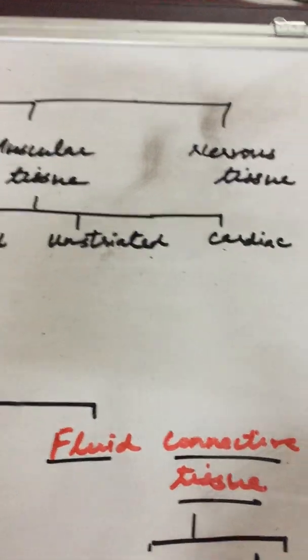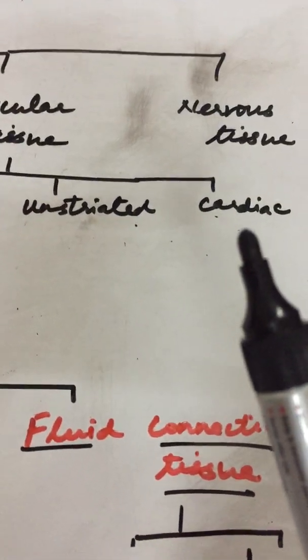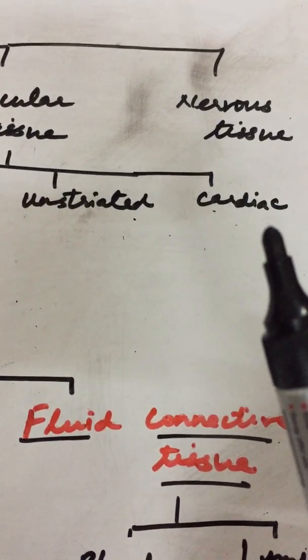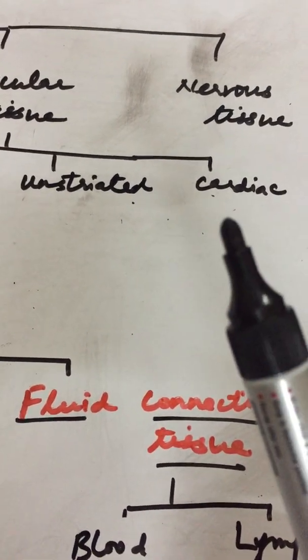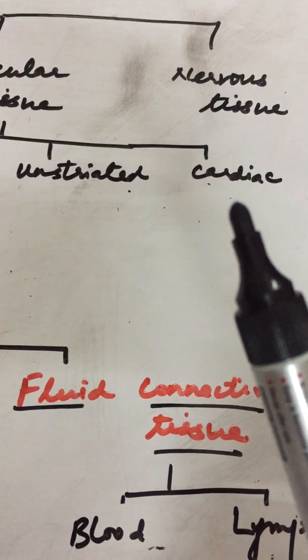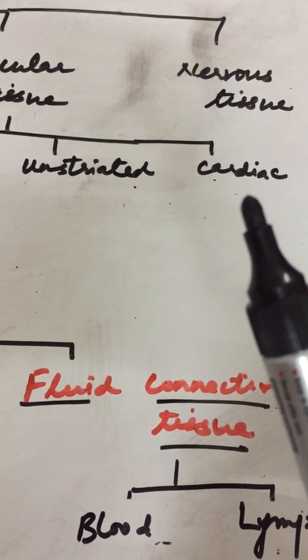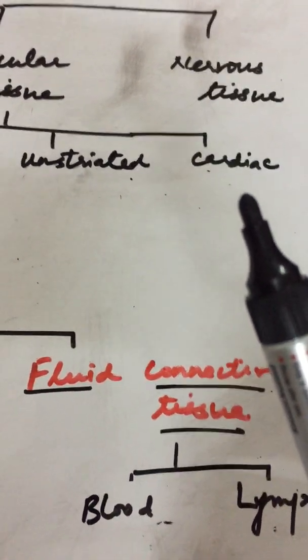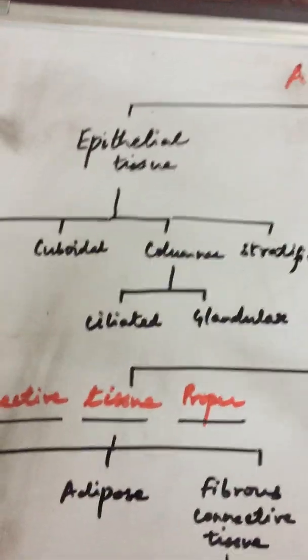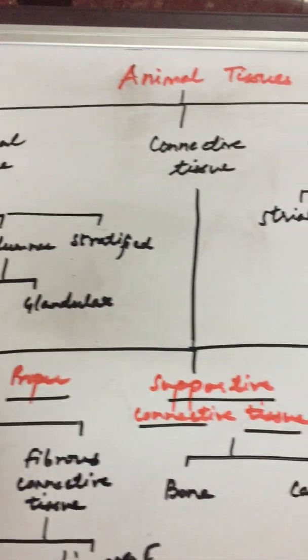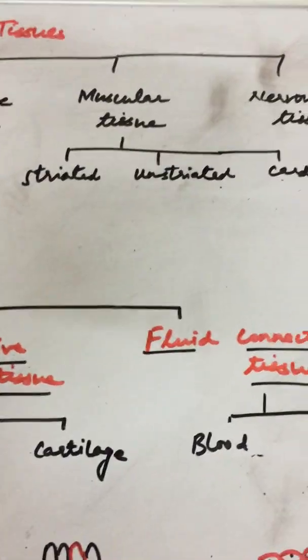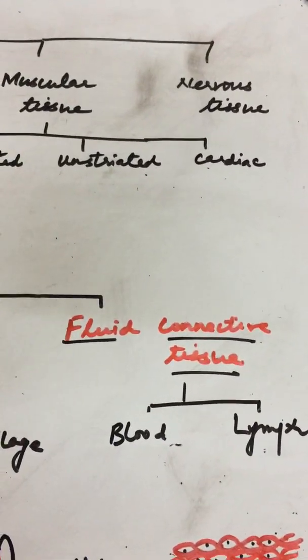The last category of animal tissues is nervous tissue, and nervous tissue doesn't have any types. It is made up of specialized cells called nerve cells or neurons. That is why nervous tissue is also called neural tissue. So this is a brief outline of the four kinds of animal tissues: epithelial, connective, muscular and nervous.